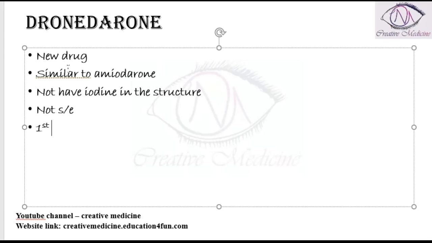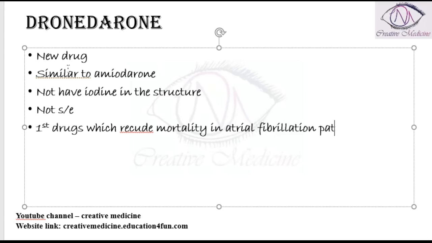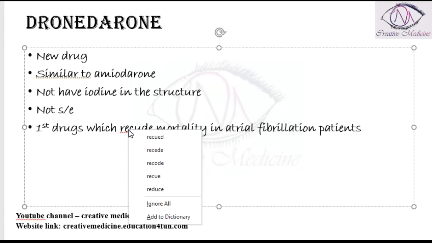So this is actually the first drug which is used to reduce the mortality which is associated with atrial fibrillation patients. Atrial fibrillation patients mortality can be decreased by giving this dronedarone.